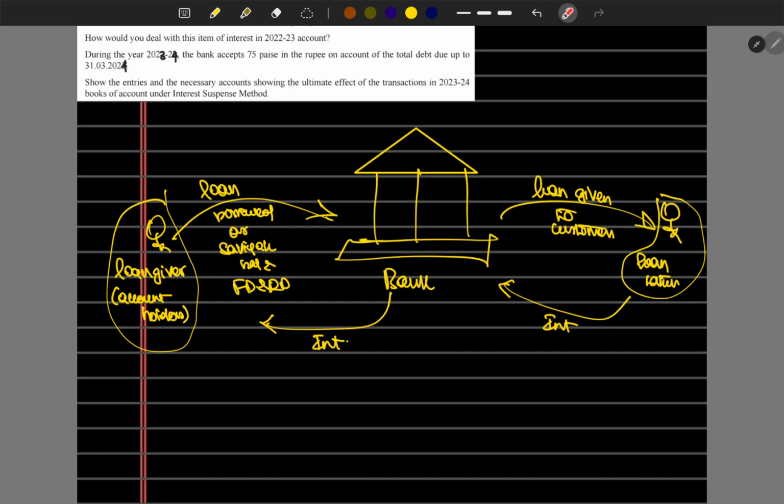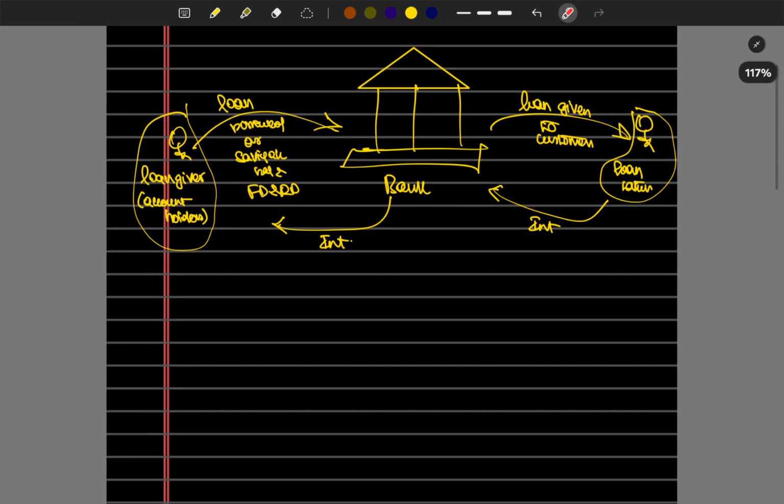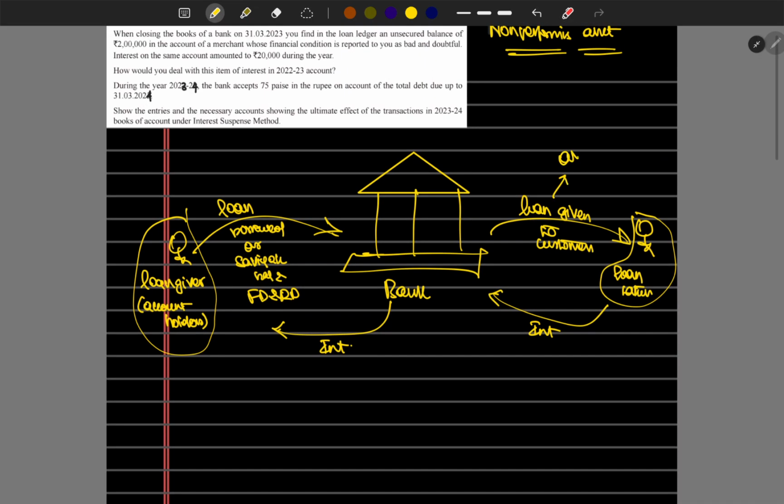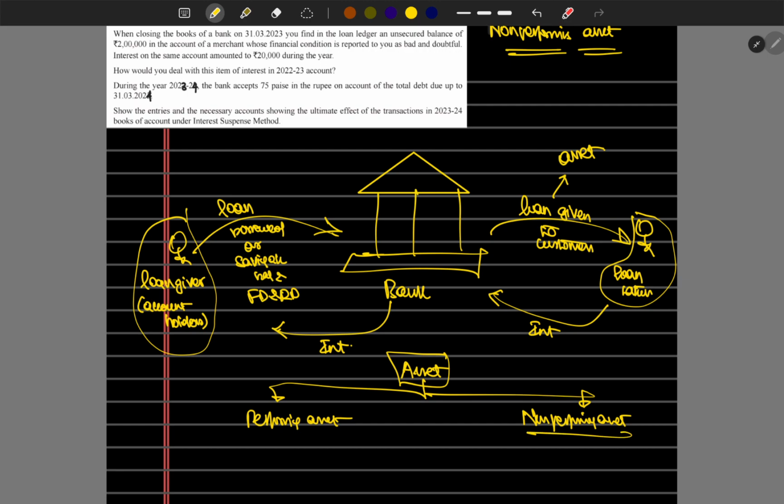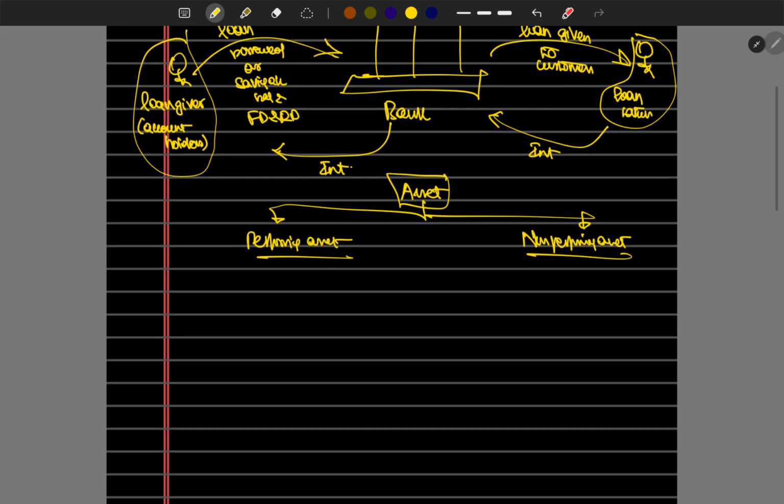Now there are two kinds of assets. We came to know that loan is an asset for the bank. Assets in the bank can be divided into two parts: performing assets and non-performing assets. A performing asset is one that is paying interest to the bank.